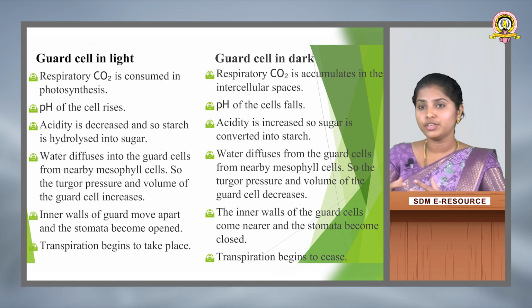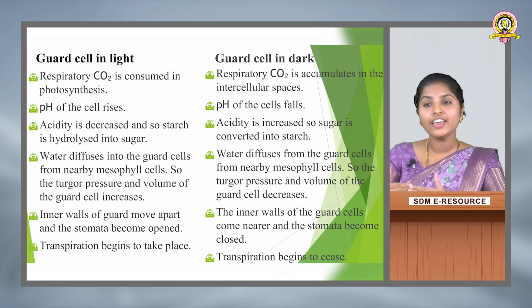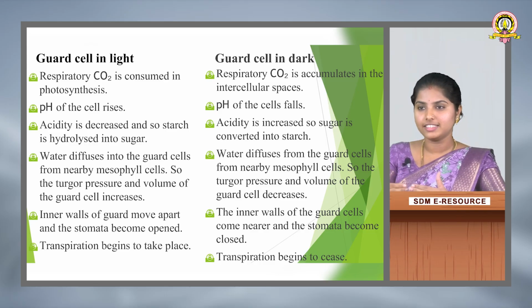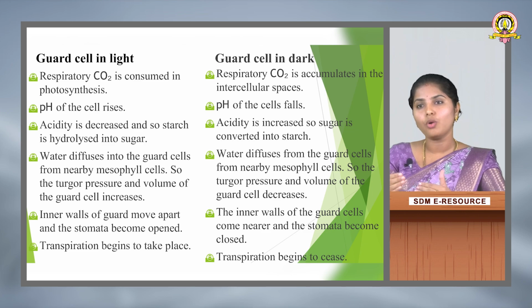As the osmotic concentration of the guard cell is higher, water diffuses into the guard cell from the nearby mesophyll cells, so the turgor pressure and volume of the guard cell increase. Whereas in dark, water diffuses out of the guard cells to the nearby mesophyll cells, so the turgor pressure and volume of the guard cell decrease. Inner walls of the guard cell move apart and stomata become open during light, whereas during dark, the inner walls of the guard cells come nearer and stomata close.